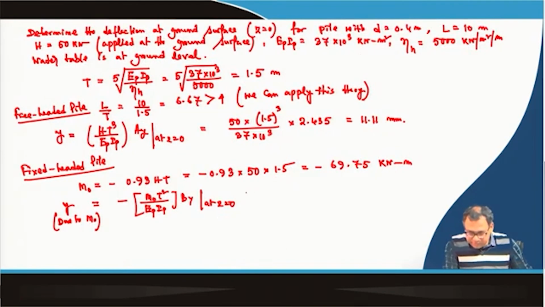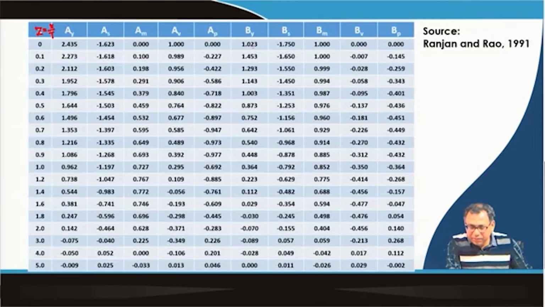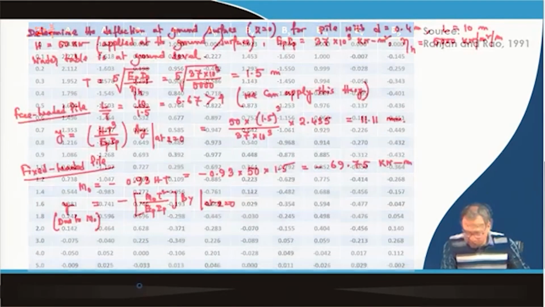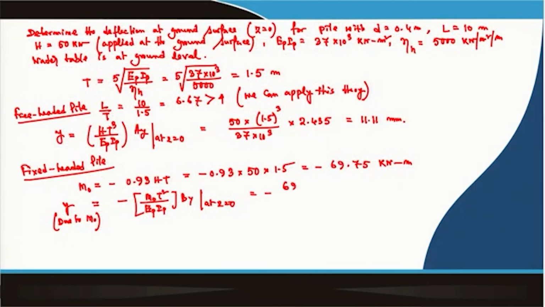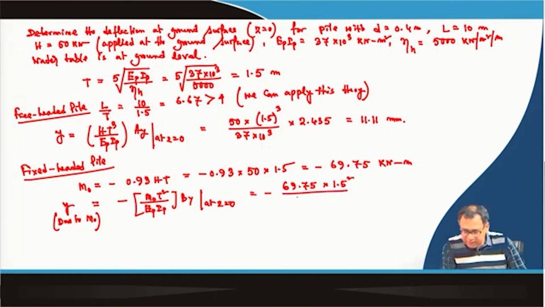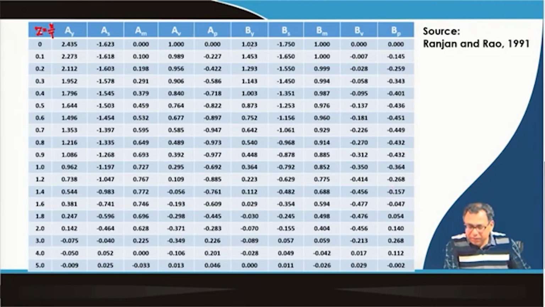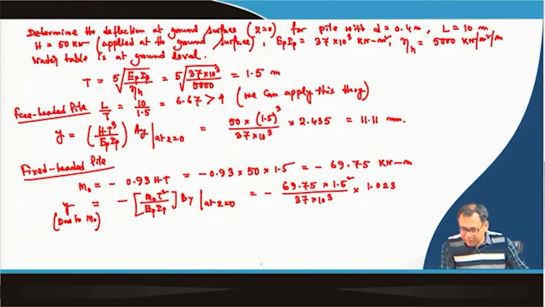So, that means here By is how much? By is 1.023 at z equal to 0. So, you will write minus 69.75, then 1.5 whole square, EpIp is 37 into 10 to the power 3, and By is 1.023. So, that is equal to minus 4.34 millimeter.